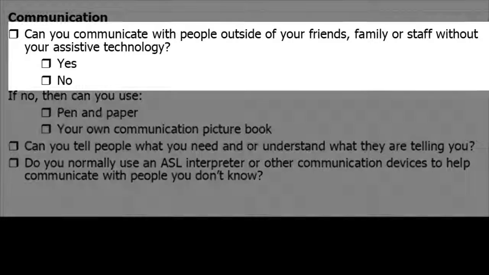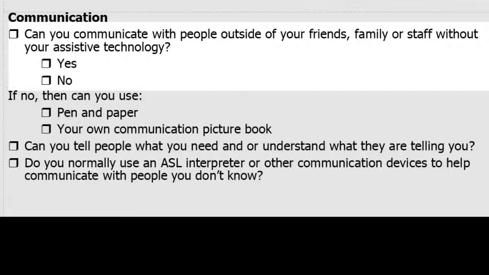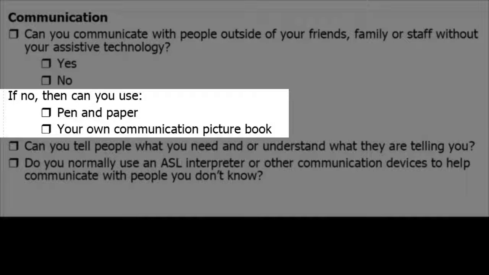Communication. Can you communicate with people outside of your friends, family, or staff without your assistive technology? Yes or no? When you're answering this question, ask yourself, how will you communicate under stress? If communicating under stress is super difficult for you, consider having pre-made sheets that will help you communicate. If you answer no to this question, can you use a pen and paper, or do you have your own communication picture book?